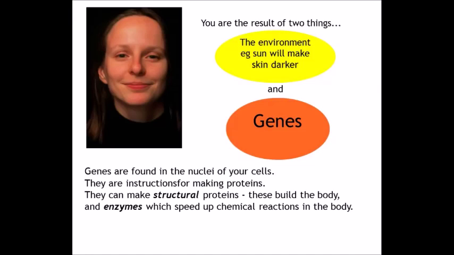Okay, so your genes basically are a blueprint. They enable you to make things called proteins. And proteins are the building blocks for life. They're the structures that you're made of, and they're the chemicals that control the reactions in your body. And so your genes, like I said before, are a set of instructions for making these proteins.